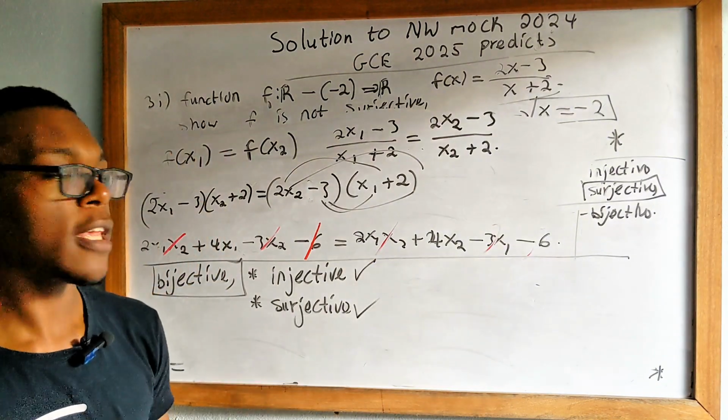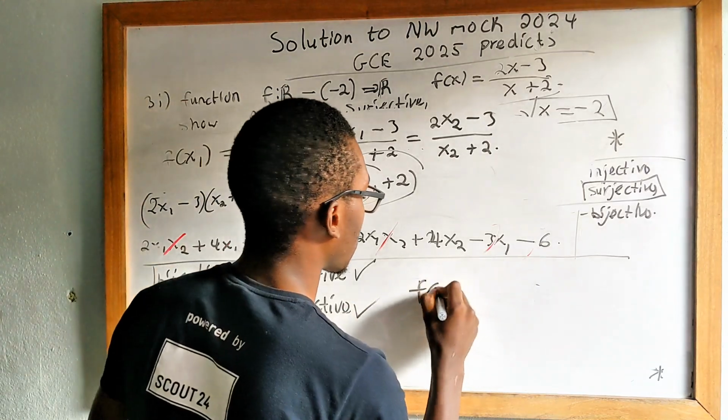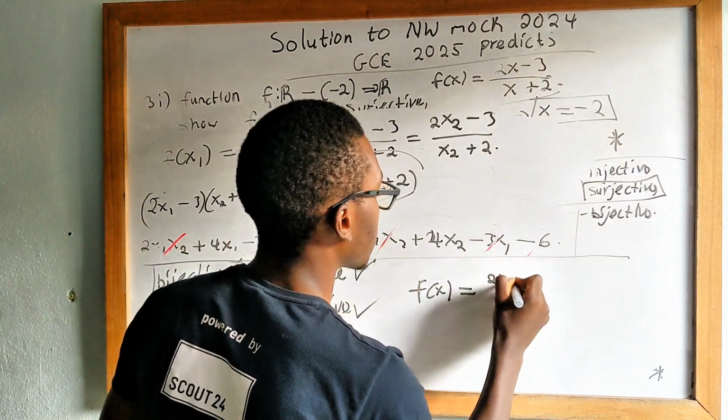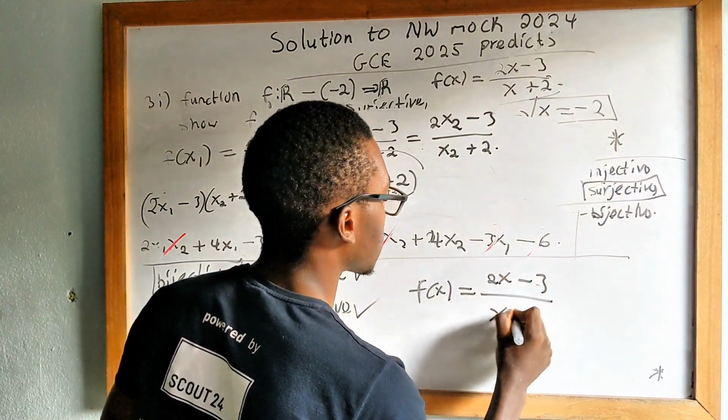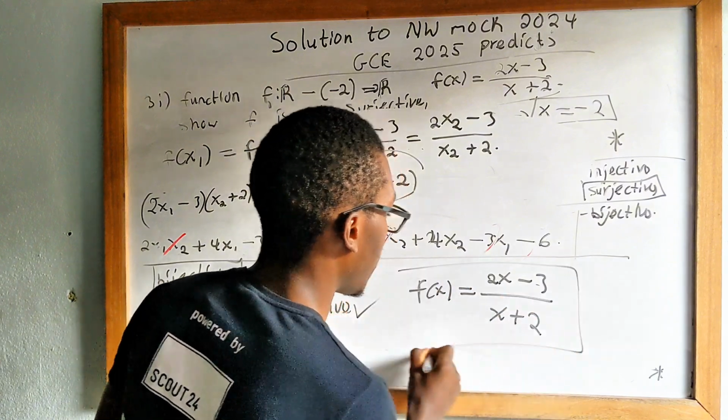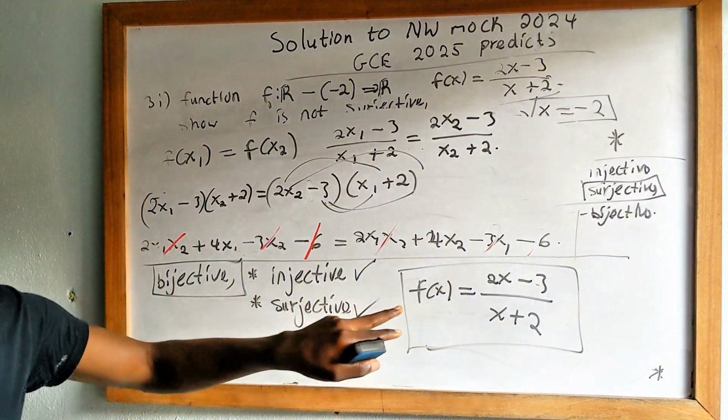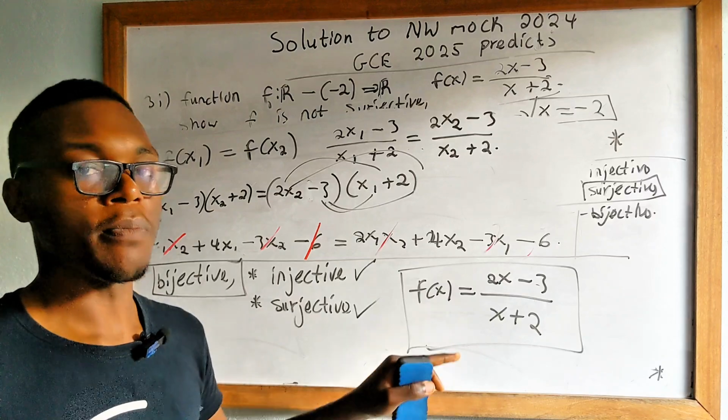Let me know in the comment if this function f of x is equal to 2x minus 3 over x plus 2 is bijective. Let me know in the comment and you state the reason why you are saying it's bijective or not bijective.